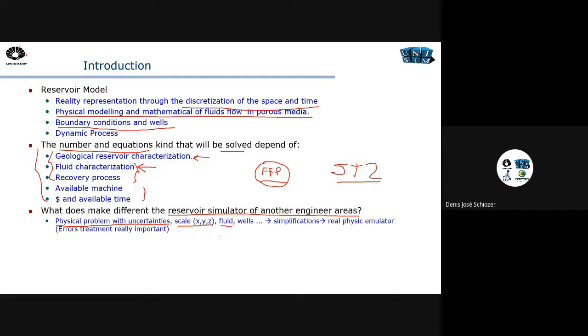The fluid also, as we have seen, is very complex. There are the well limitations that we have. And in order to speed up the process, we have to do a lot of simplifications. So our model is a physical emulator of the problem, and we have errors, we have problems. It's very important that when you finish this reservoir simulation class you understand that we have these problems, and there are ways to overcome them and improve the quality of the models, and we are still able to use this model to forecast production and to take decisions and so on. Okay.